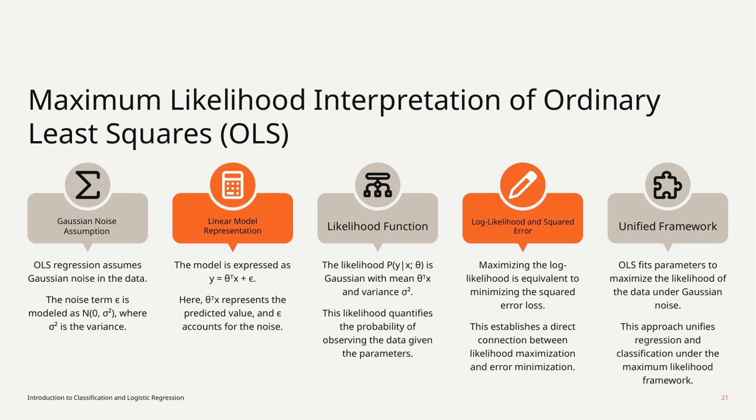This Gaussian noise assumption is fundamental because it leads us to the likelihood function I just described. It ties the linear model directly to probability theory, allowing us to interpret the fitting process as maximizing this likelihood. Finally, understanding this likelihood perspective is key because it bridges the gap between classical regression and more advanced probabilistic models, including classification methods like logistic regression. It shows how, at a fundamental level, both approaches are about modeling the data's underlying probability distribution and finding the best parameters accordingly.